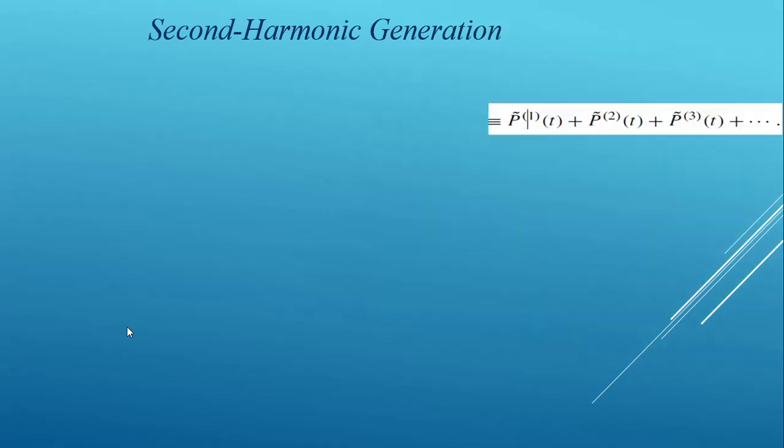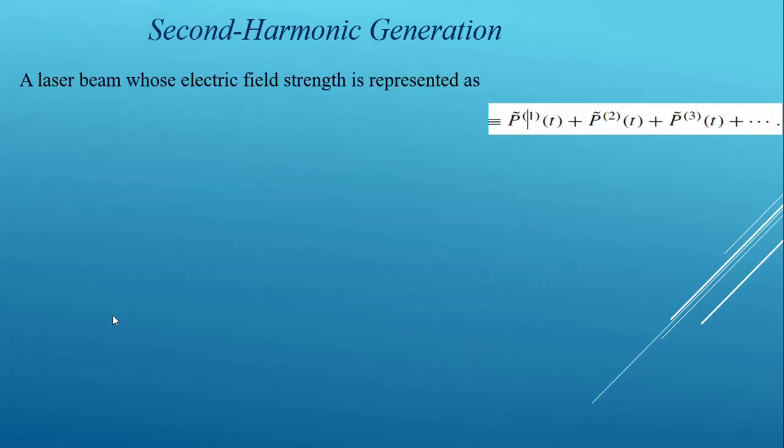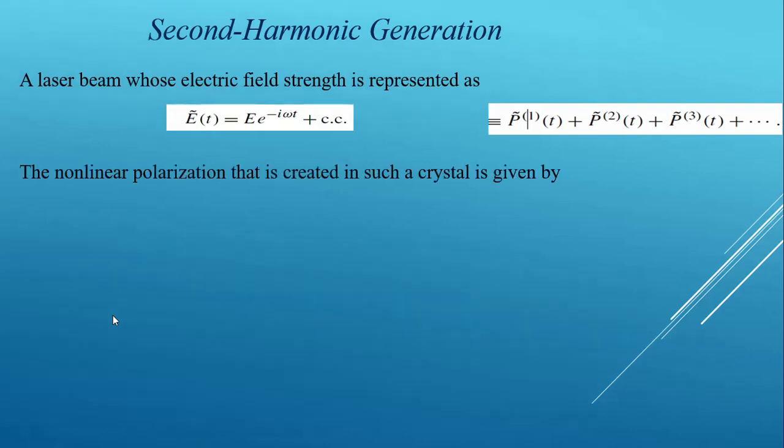So we have already studied that by using the laser, we have to consider higher order terms. These higher order terms are represented by P2 of t and P3 of t. Consider a laser beam whose electric field strength E of t is equal to E into e raised to minus I omega t plus its conjugate. So now we will consider the P2 of t. The nonlinear polarization that is created in such a crystal is given by P2 of t. So we will pick up the second term, that is epsilon 0 chi 2 E square of t.